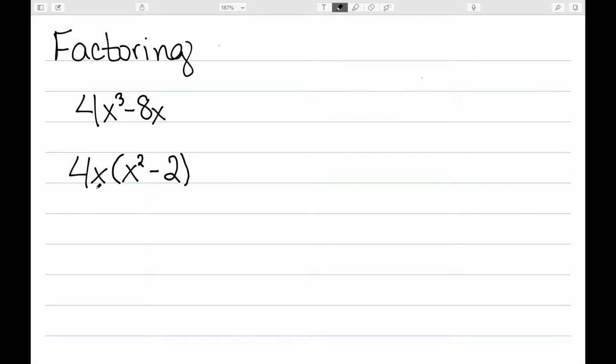And we can double check it. 4x times x squared, well, that's 4x cubed. And 4x times minus 2, well, that's minus 8x. So we did get back to where we started.